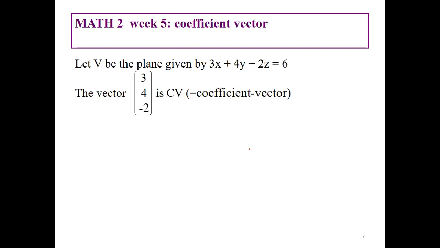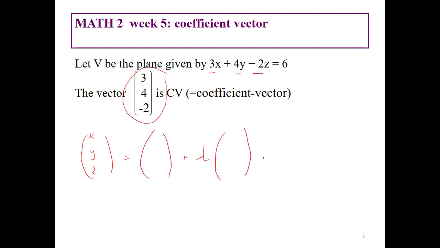Okay, something similar applies if we look at a plane. So if we look at a plane, then we have three parameters, and the first one before the x, the second one before the y, and the third one before the z will give us the coefficient vector (3, 4, -2). And then if we want to find a vector form, we have (x, y, z) being some starting point plus lambda times the direction vector plus mu times the direction vector.